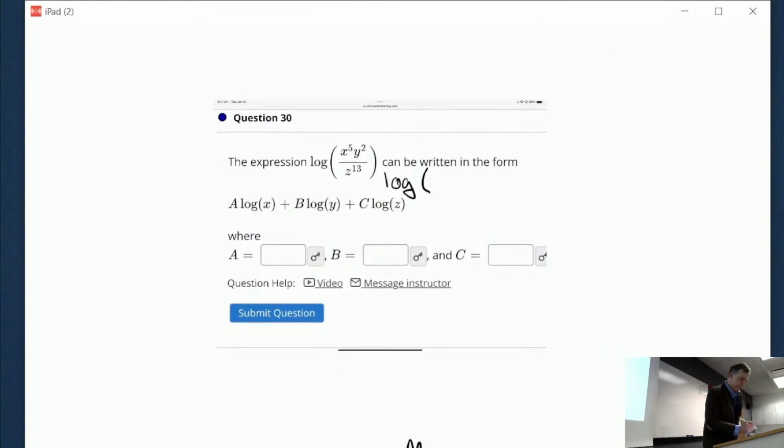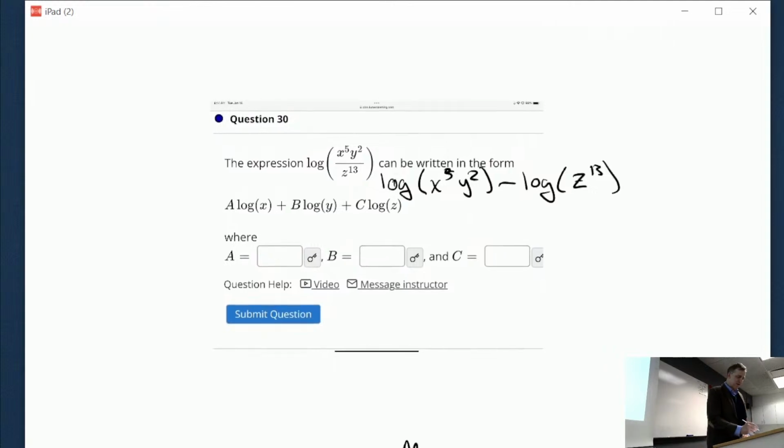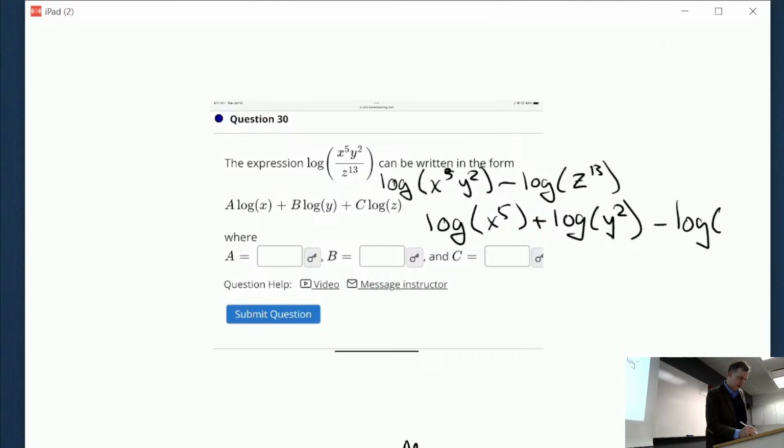So we have the log of the numerator minus the log of the denominator. So do it one step at a time. Then we're going to take that and separate the stuff, this first thing, the log of x to the 5th plus the log of y squared minus the log of z to the 13th.